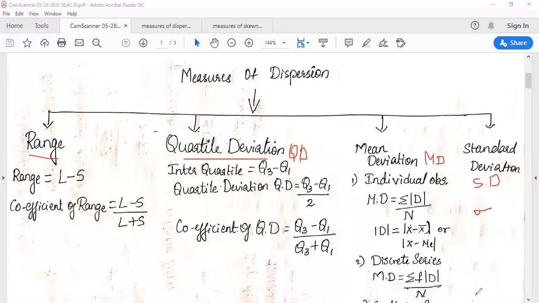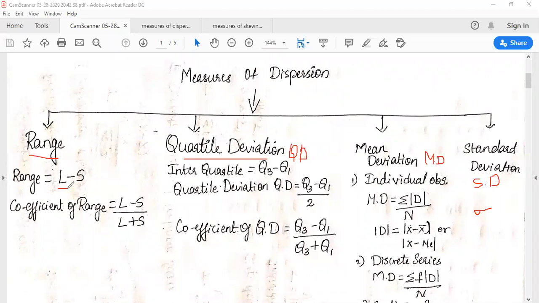Okay, now in measures of dispersion, the first one is range. Now range is very easy to calculate. You just have to find the largest value and the smallest value in the series. Once you subtract the smallest value from the largest value, you will get the range value.